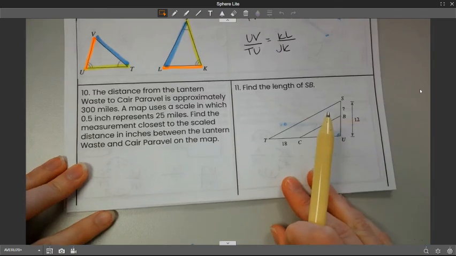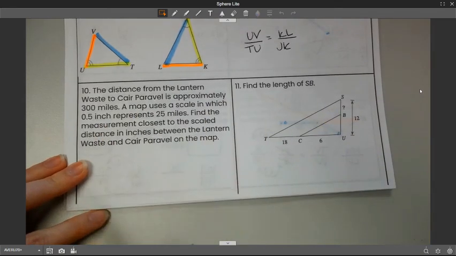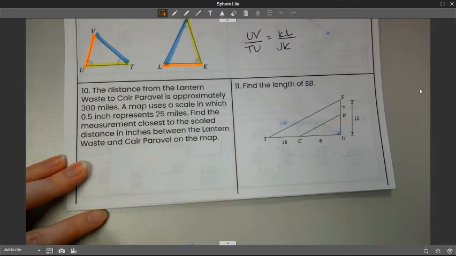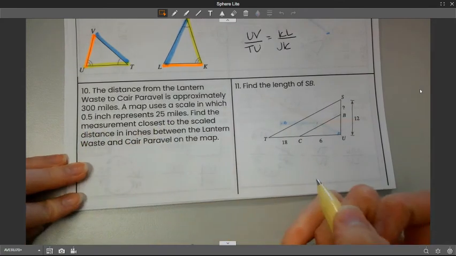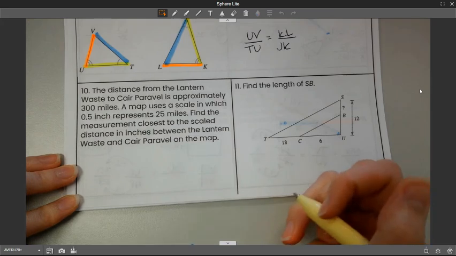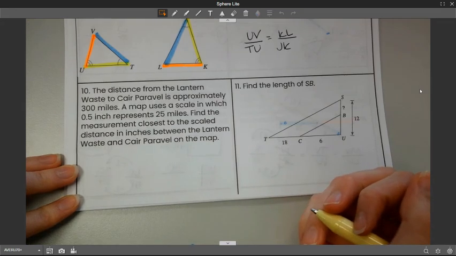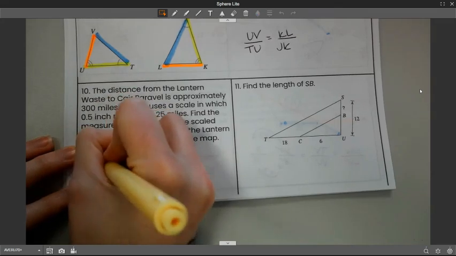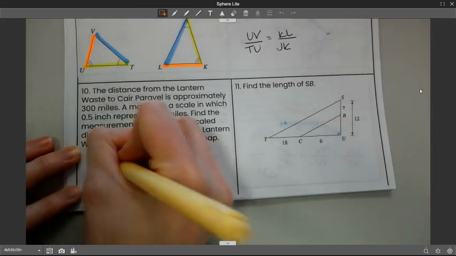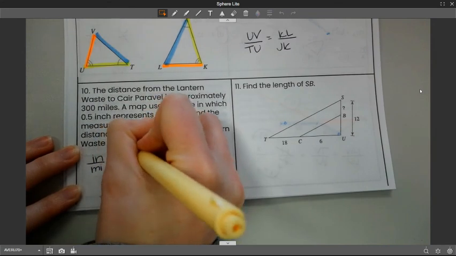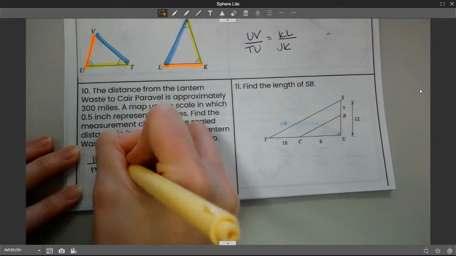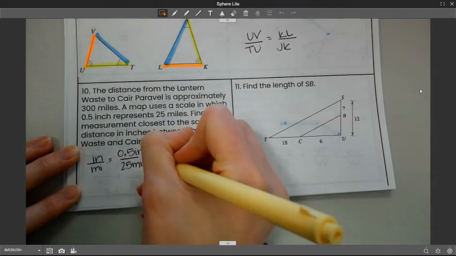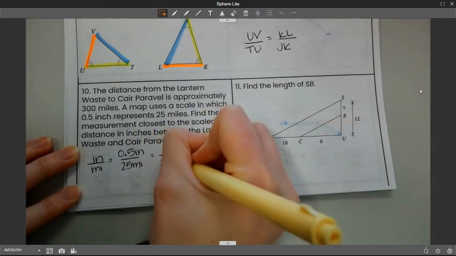Okay, the distance from the lantern waste to Cair Paravel is approximately 300 miles. A map uses a scale in which half an inch represents 25 miles. Find the measurement closest to the scale distance in inches between the lantern waste and Cair Paravel on the map. So we always start with the ratio they gave us. And again, we're talking about inches to miles. We know half an inch is 25 miles. And then we're talking about 300 miles here.